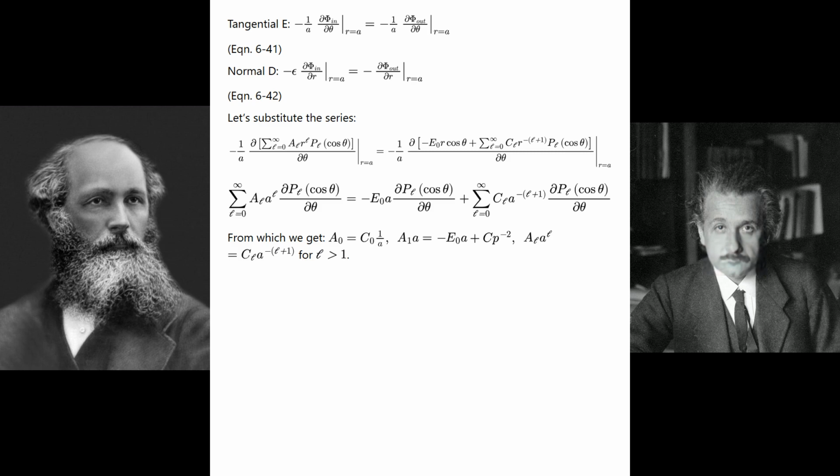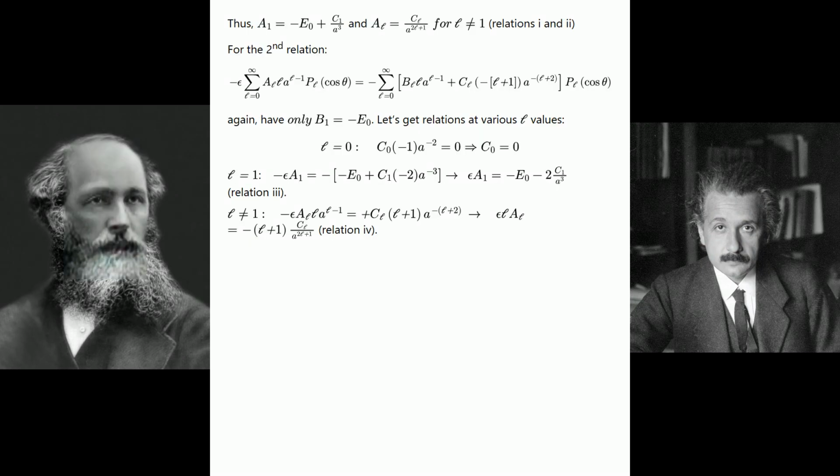Let's substitute the series. See the next equation. See the equation shown, from which we get a_0 equals c_0 over a, a_1 a equals negative E_0 a plus c_1 a to the negative 2 power, a_l a to the l-th power equals c_l a raised to the negative (l+1) power for l greater than 1. Thus, a_1 equals negative E_0 plus c_1 over a cubed, and a_l equals c_l over a raised to the 2l plus 1 power for l not equal to 1, relations 1 and 2.